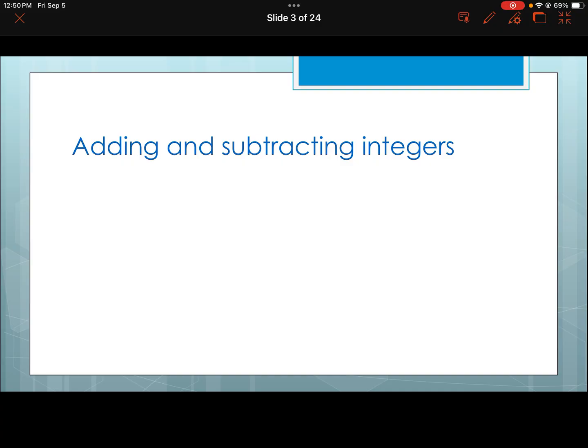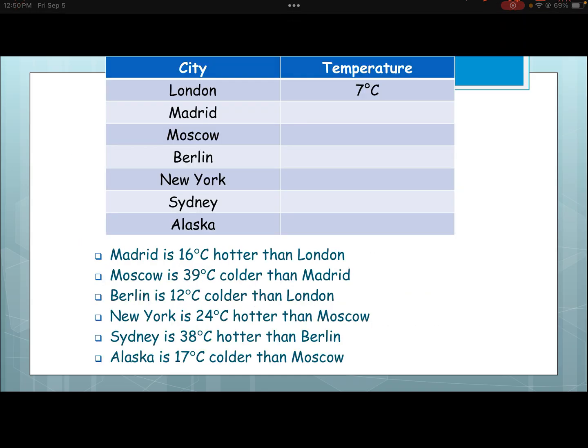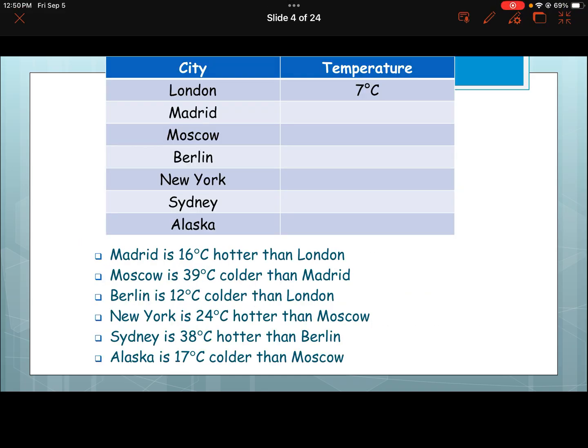So I find that there's 2 ways to approach this. There are some nice little tricks to do when it comes to a number line, or a lot of people are quite good with temperature. So we're going to start off going through the temperature, which is on this page. Have a go at this page and see if you can answer these questions. I have a few little tricks that I can show you on this, and then we'll talk about what happens with a number line. So pause it here, have a go, and I will go through it in a few seconds.